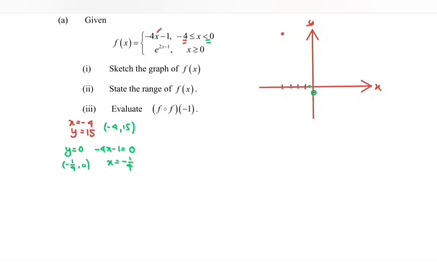So kindly sketch the graph. So here we have the graph y equals negative 4x minus 1. So kindly plot the graph. So in here we have negative 1 over 4, 0.